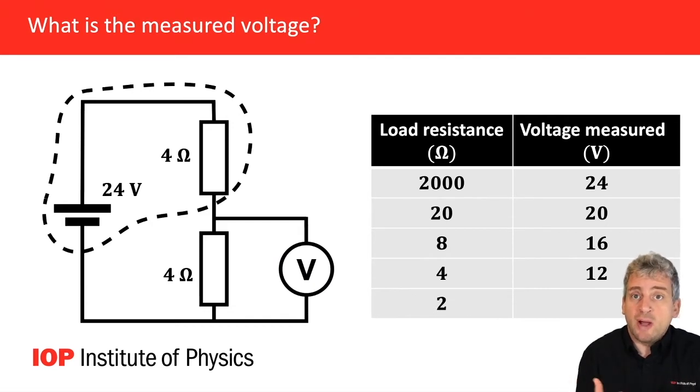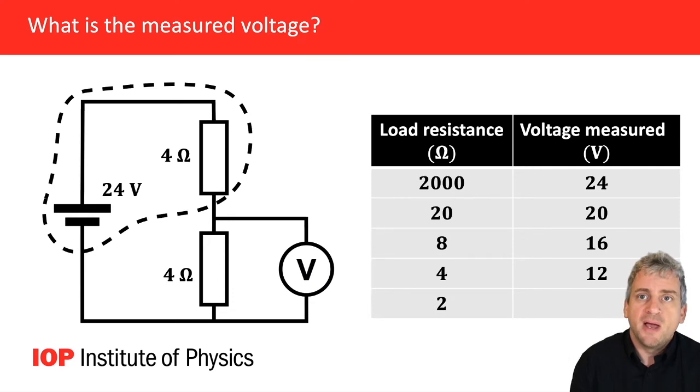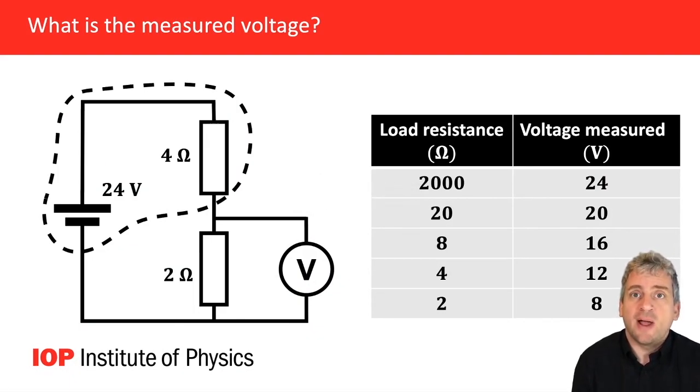Excellent, the answer is 12 volts, so this is literally dividing it into 2. And one final one. So we've got 2 ohms as our load resistor and 4 ohms as our internal resistance. Pause if you need to. And the potential difference we measure is now 8 volts.